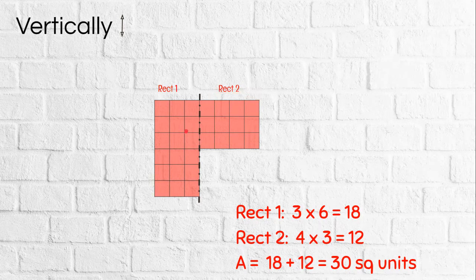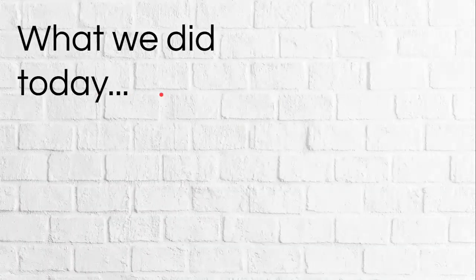If I add up my 18 for rectangle 1 and my 12 for rectangle 2, it's going to give me a total of 30 square units. So this figure altogether has an area of 30 square units.